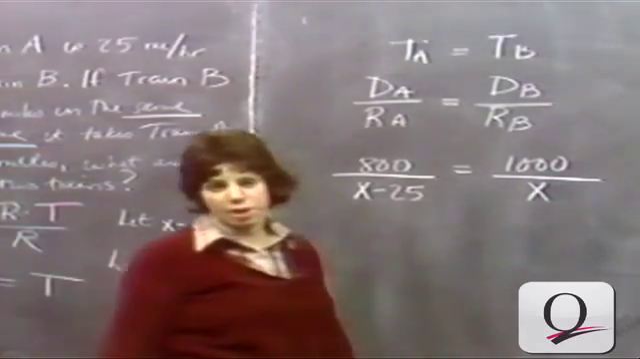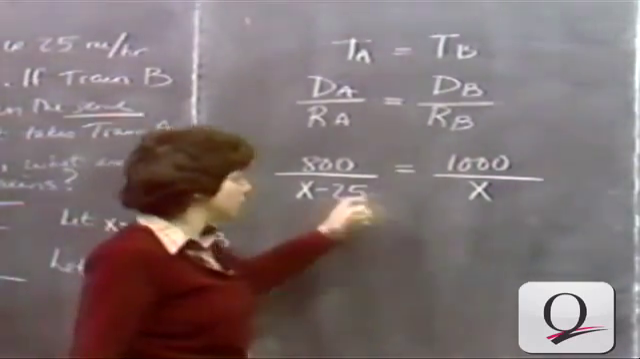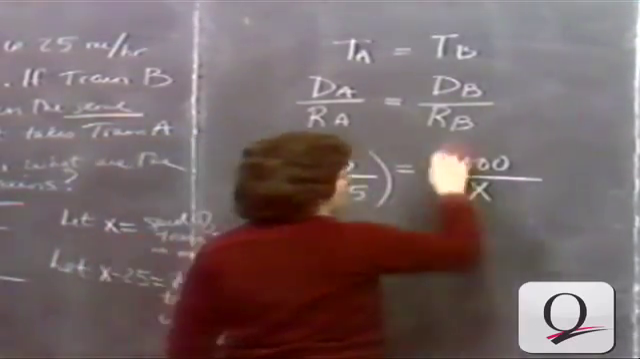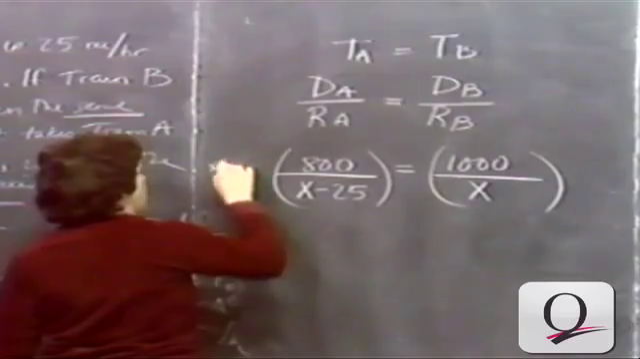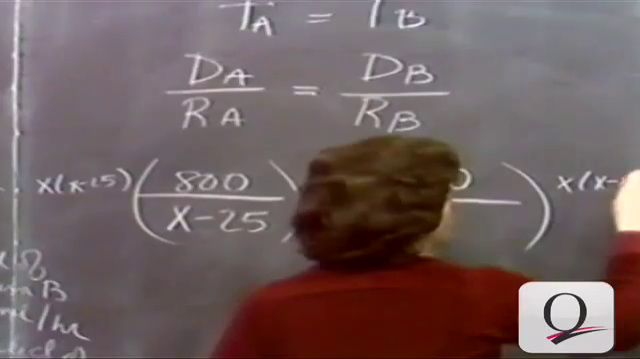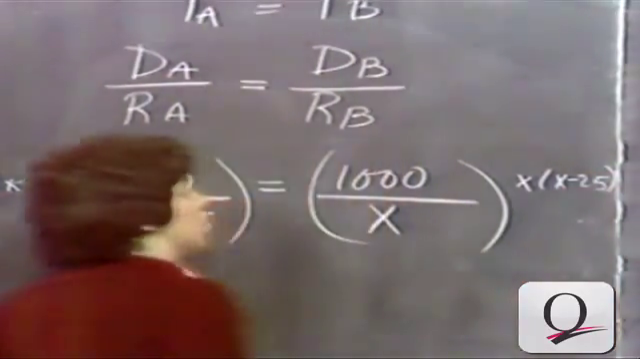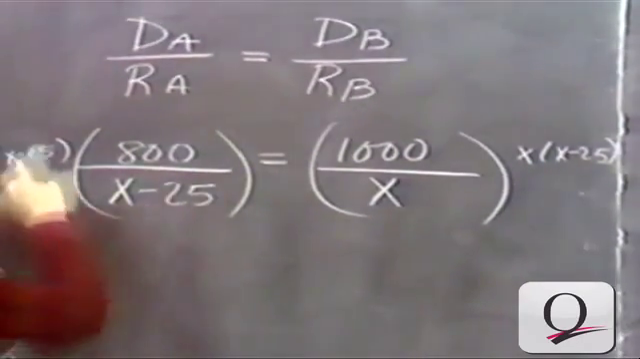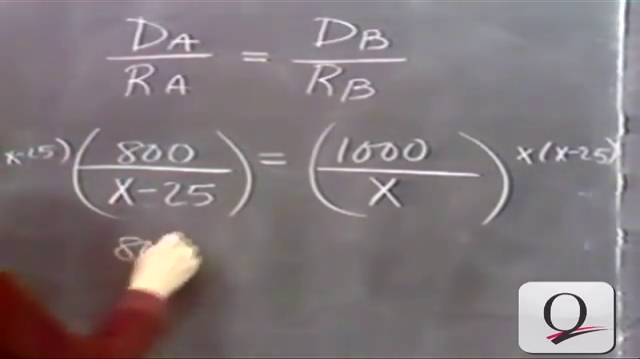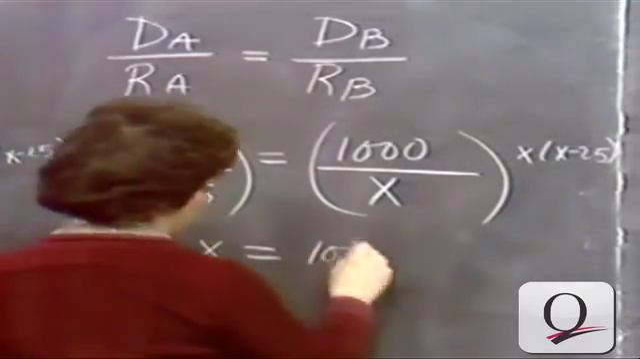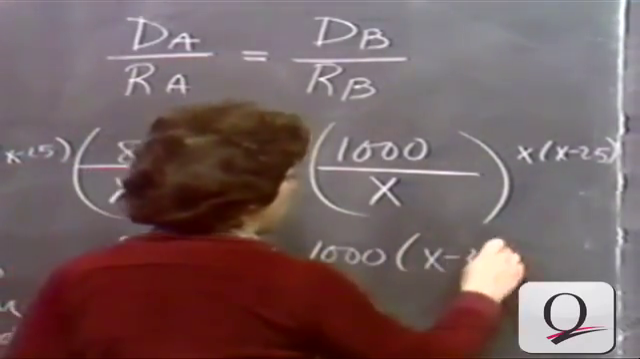What we do is we multiply both sides by the lowest common denominator, which in this particular case is the product of the denominators. So we will multiply both sides of the equation by x times x minus 25. On the left-hand side, the x minus 25s cancel, and we get 800x. And on the right-hand side, the x's cancel, and we get 1,000 times x minus 25 in parentheses.